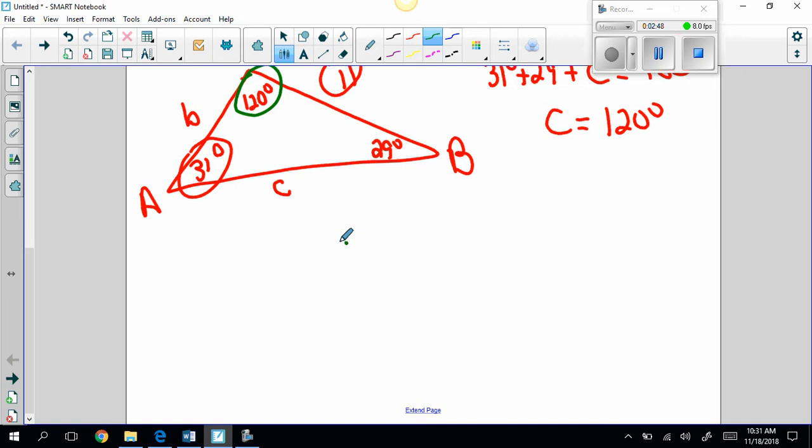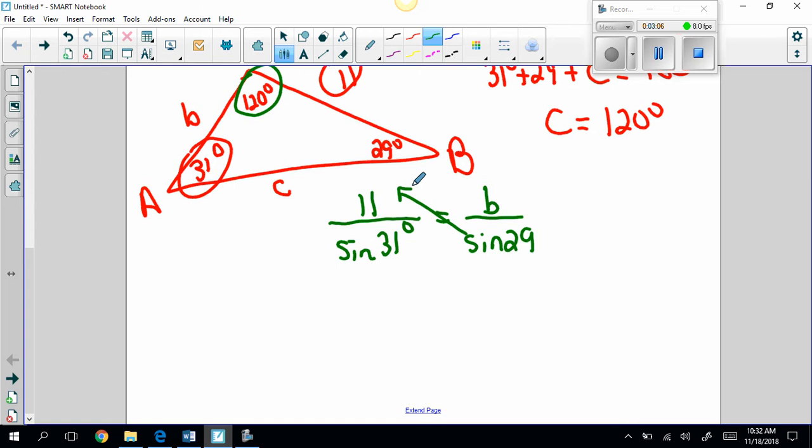Side finder is sine of your pair. Side on top, angle on the bottom, equals little b over sine b. And then just multiply both sides by sine 29, or just cross it up. Same with this, c over sine c, just cross it up into there.